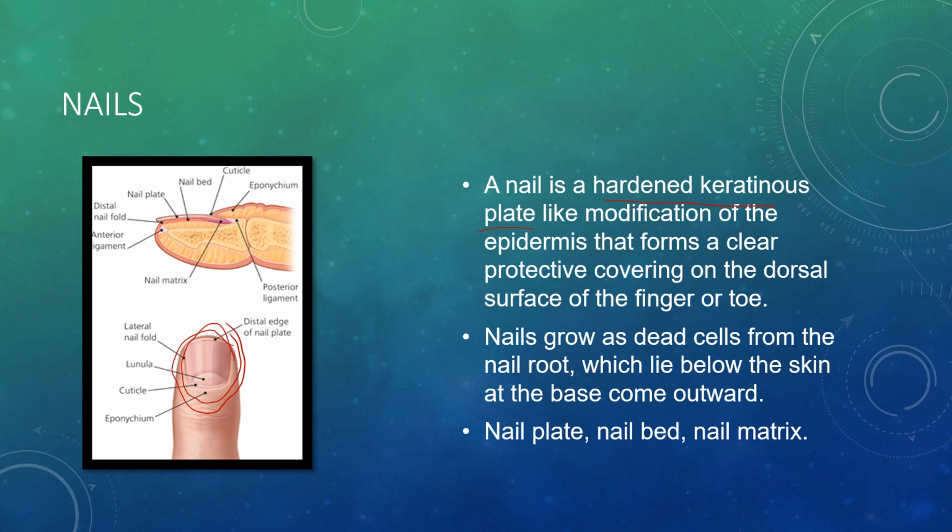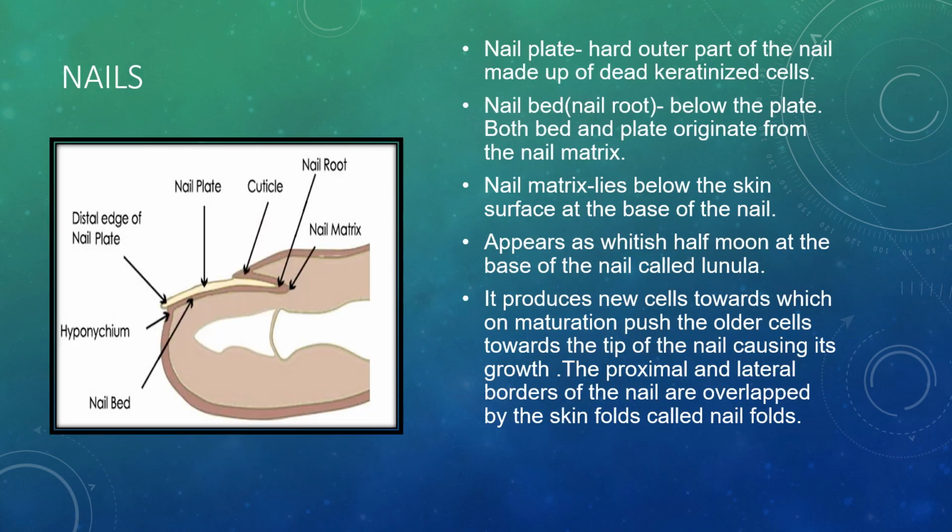So nails grow as dead cells from the nail root. So this is the nail root. From this nail root, the nail grows, and the nail has different parts. These parts we will read in the next slide. The parts of the nail are nail plate, nail bed, nail matrix and nail root. We have already said that the nails come out from the nail root. So this is the nail matrix, this is the nail bed and this is the nail plate. So let us move on to the next one.